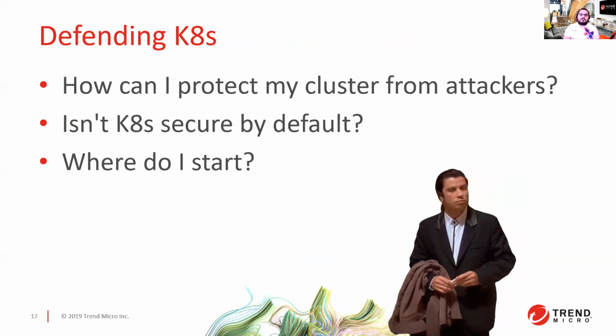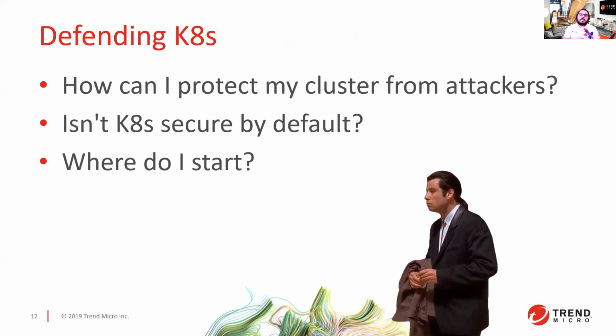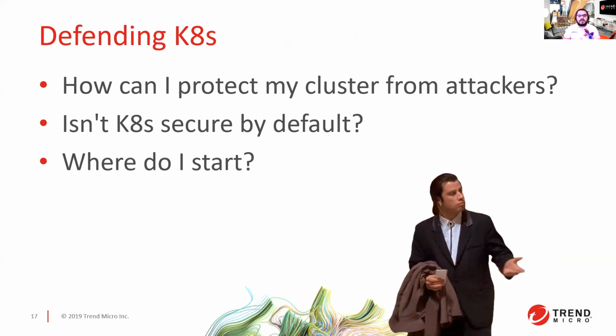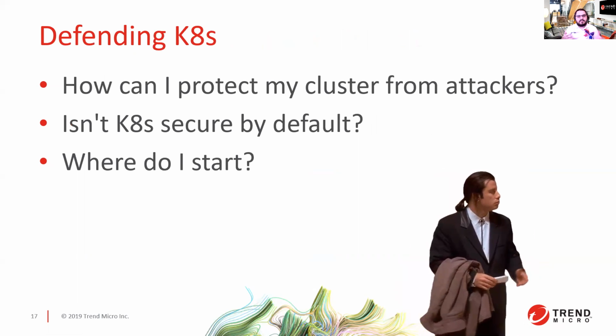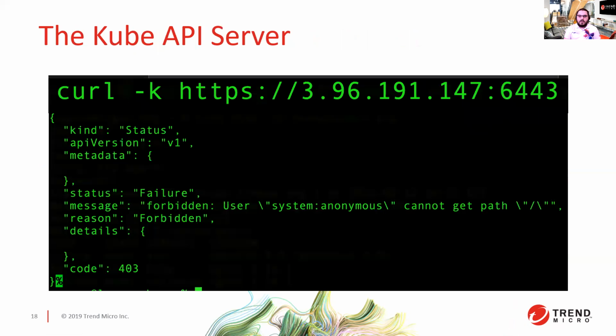Okay, so let's go to the defense part. Defending Kubernetes: how can I protect my cluster from attackers? Isn't Kubernetes secure by default? So where do I start? The first thing here is protecting your API server. Make sure that it's not exposed to the internet and accessible by attackers.